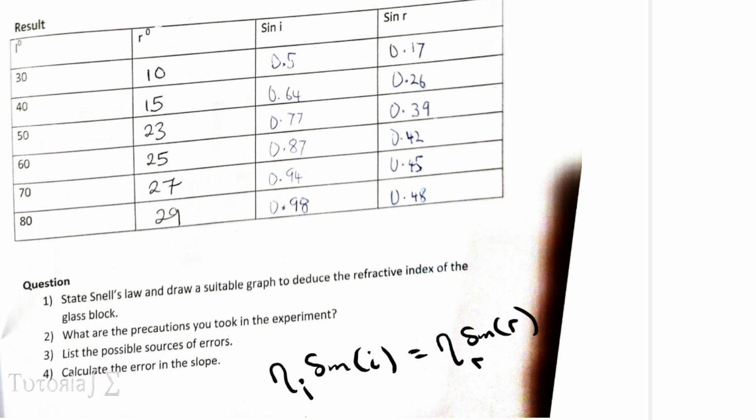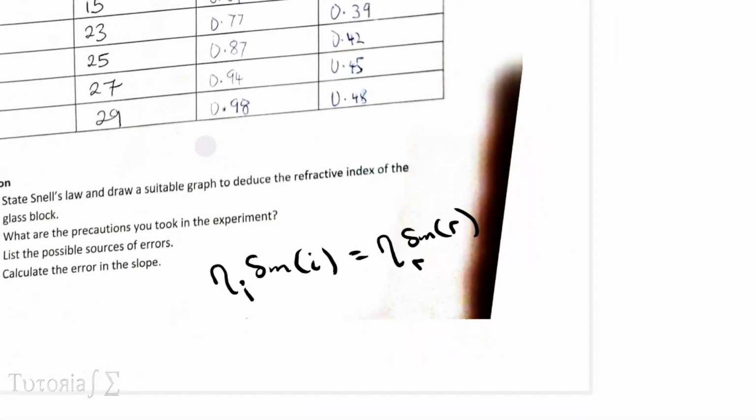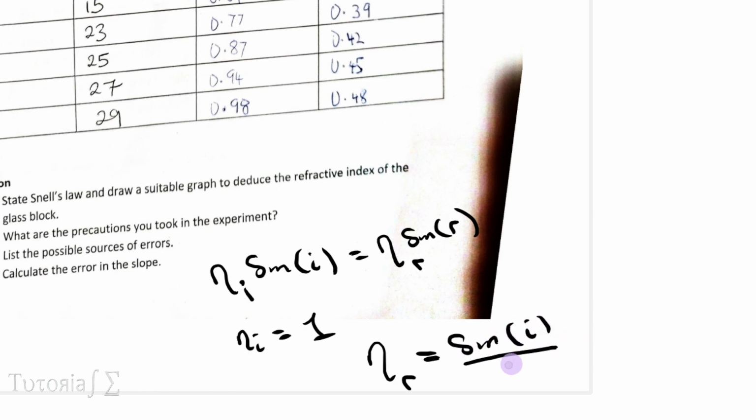Now if you check, if we have a medium like air, it has a refractive index of 1. So if air is the incident medium, then the refractive index of air will be 1. And if we make this the subject of the formula, we're going to have the refractive index of the medium where the ray is refracted equal to the sine of the incident angle over the sine of the refracted angle. Okay, so now this is what you have.